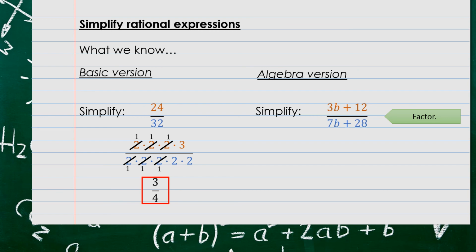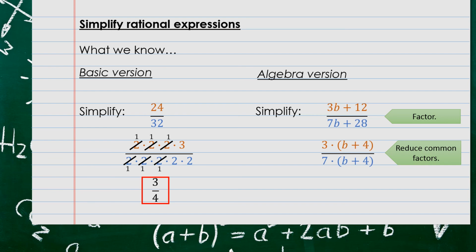Now remember, factor means to always first look for a GCF, then if necessary do the AC method, and we break everything down. So looking in the numerator, we have 3b plus 12. First we ask, do they have anything in common? And they do. And in the bottom, do they have anything in common? They do. And so, in factored form, you should see 3 times b plus 4 for the numerator. And in the denominator, you should see 7 times b plus 4.